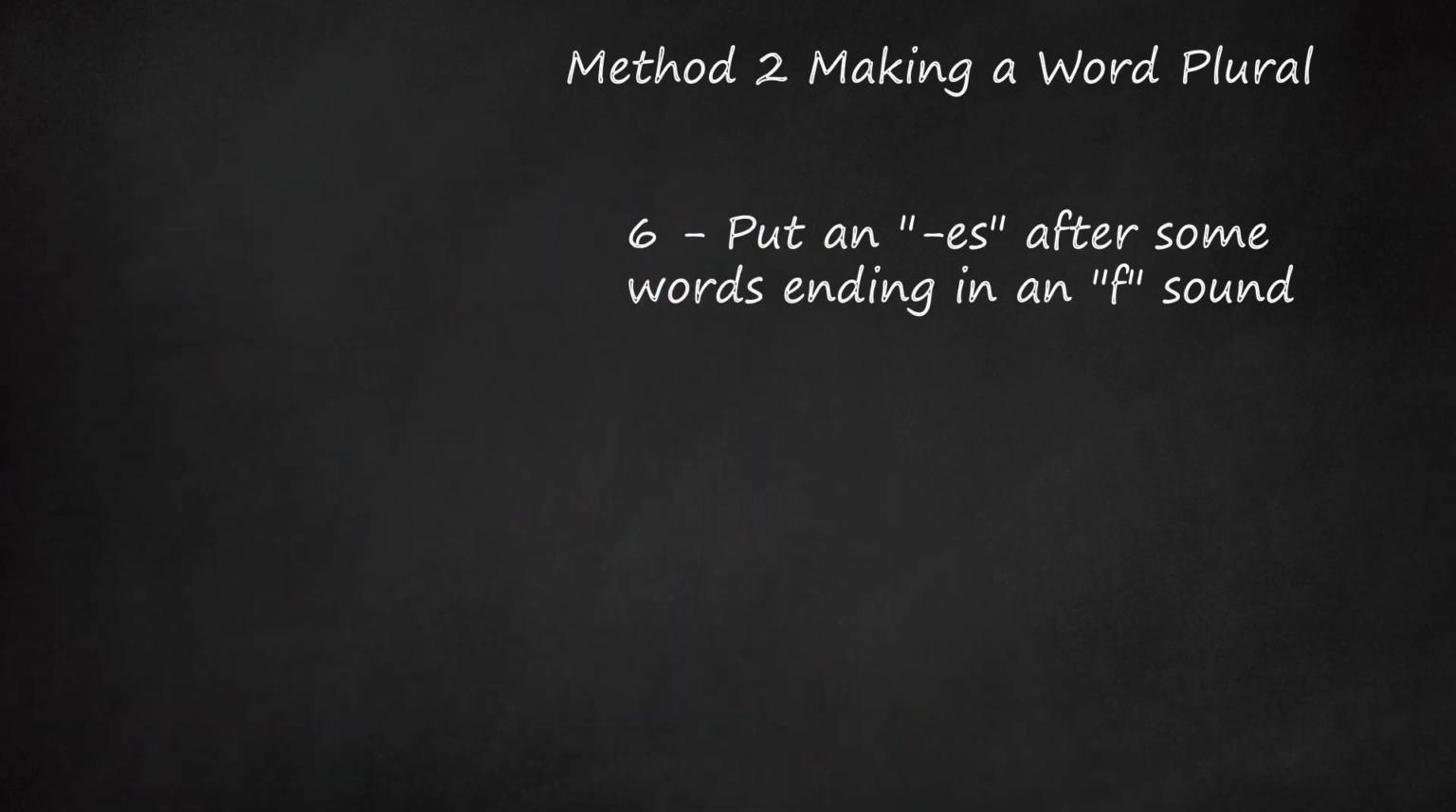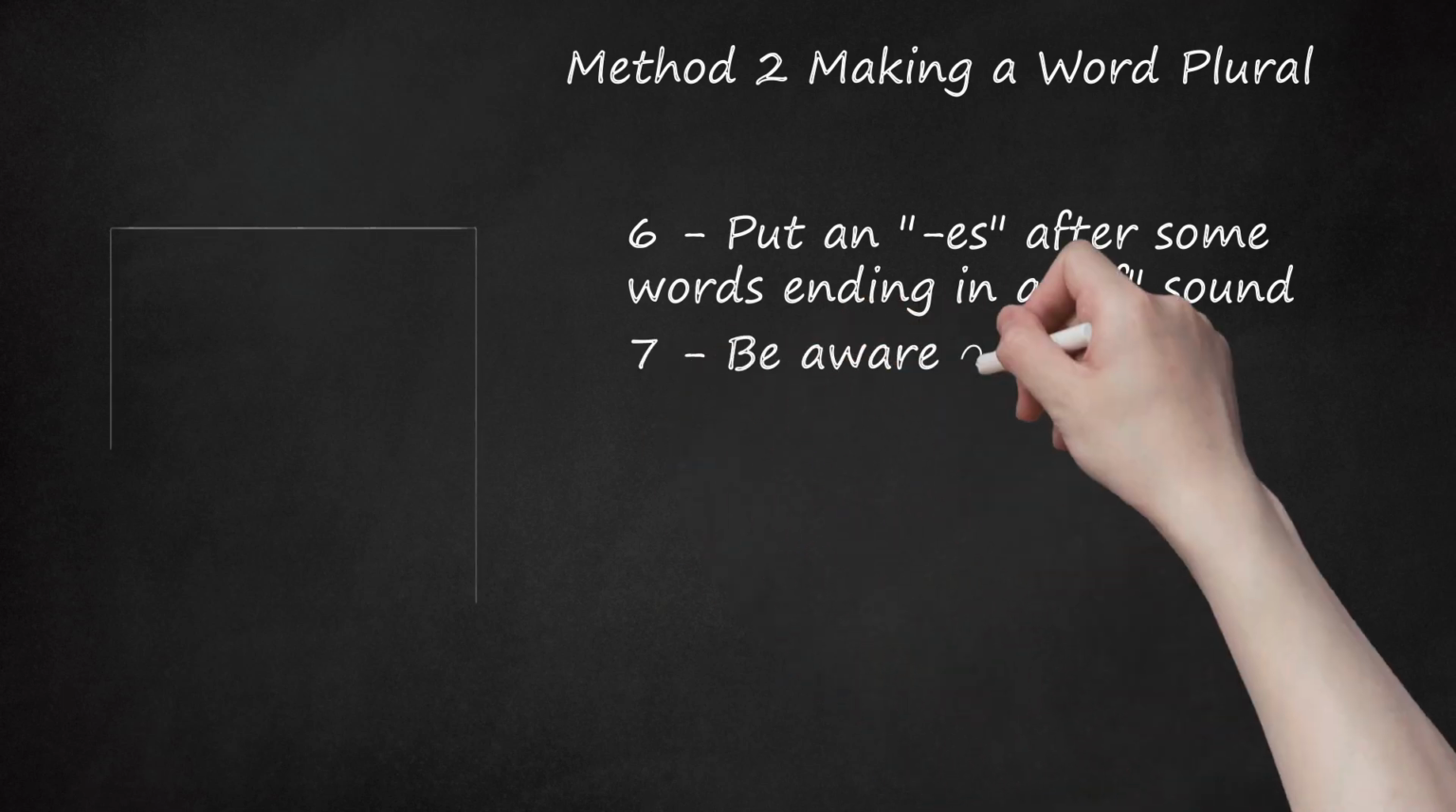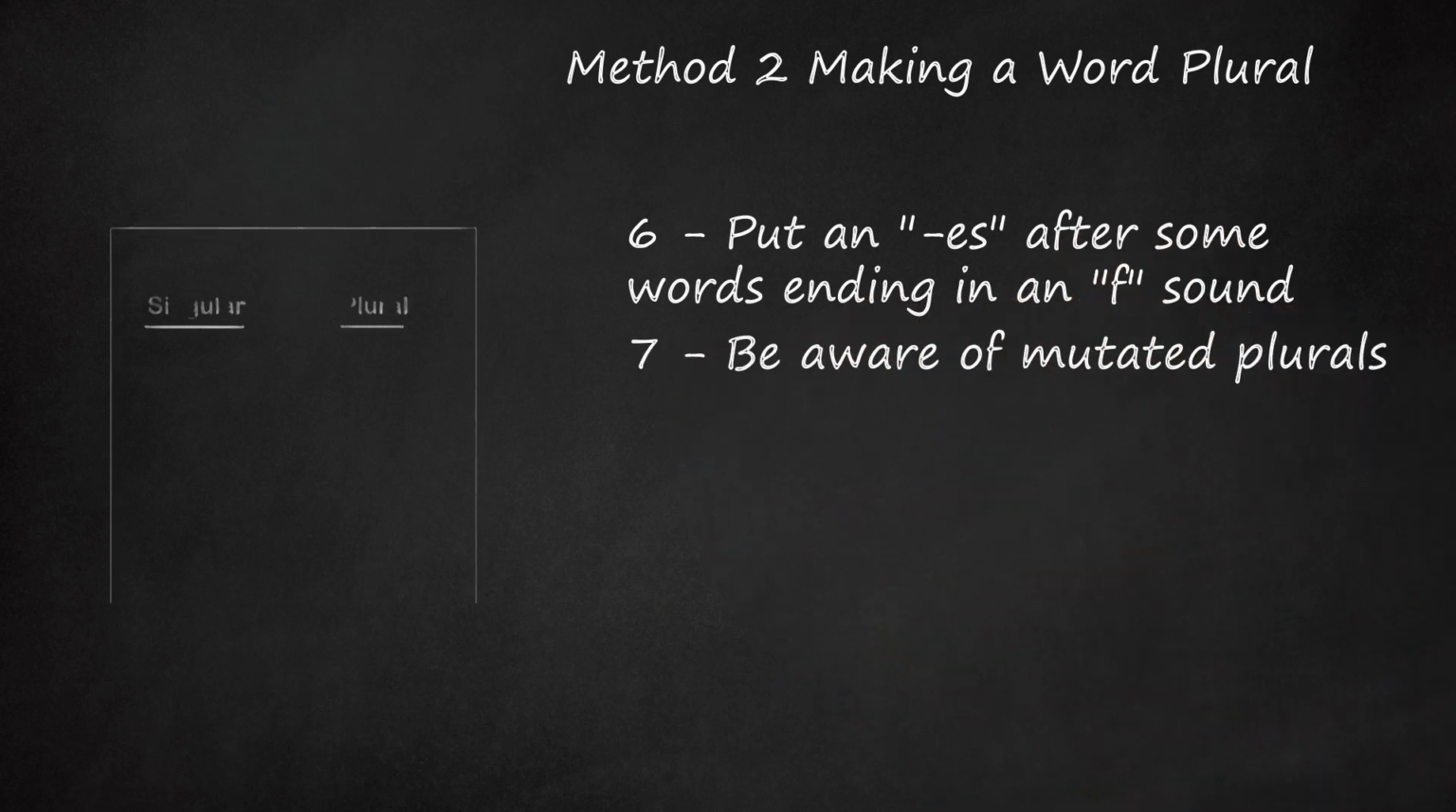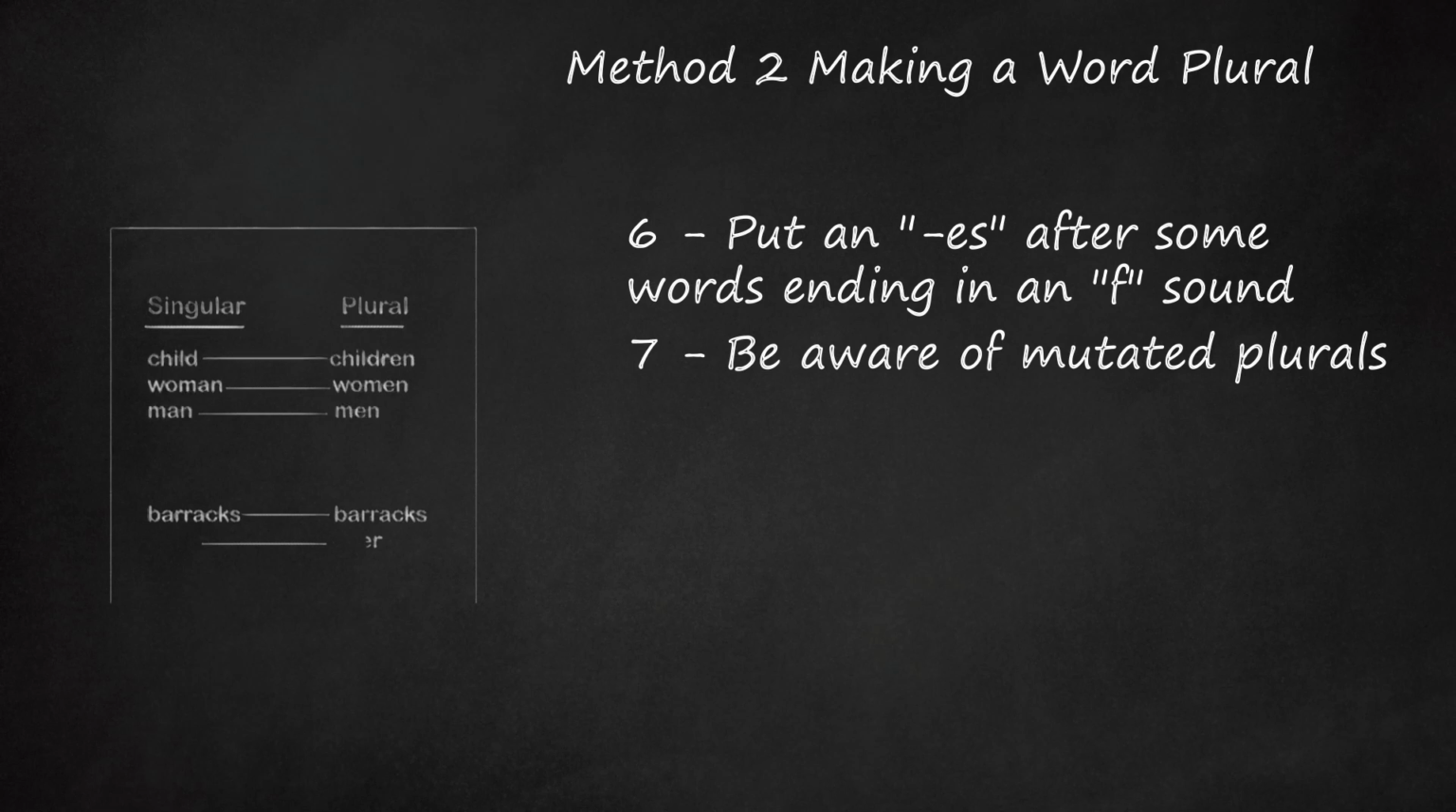7. Be aware of mutated plurals. Mutated plurals have irregular plural forms. For example, children is the plural of child and women is the plural of woman. Latin and Greek words are another form of mutated plurals. These nouns maintain their Latin and Greek form when they are plural.